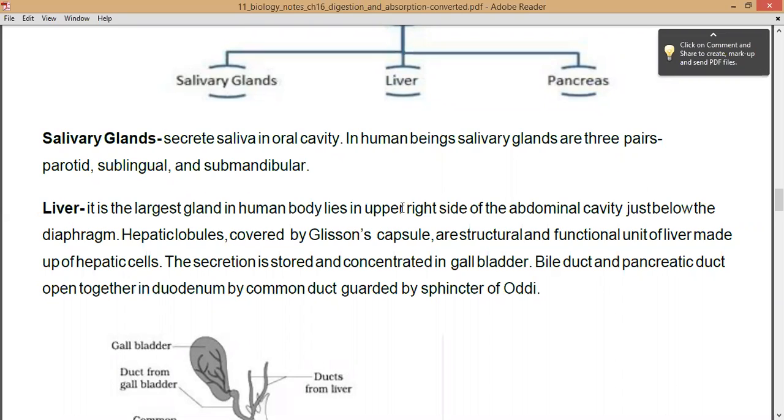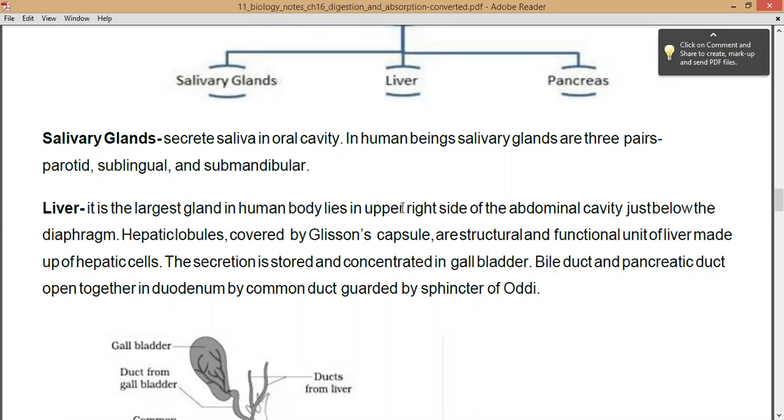In the saliva there is presence of salivary amylase enzyme. This salivary amylase enzyme acts upon the carbohydrates which are present in the food. So the partial digestion of the carbohydrates takes place in the mouth only. This is the full function of the salivary glands.